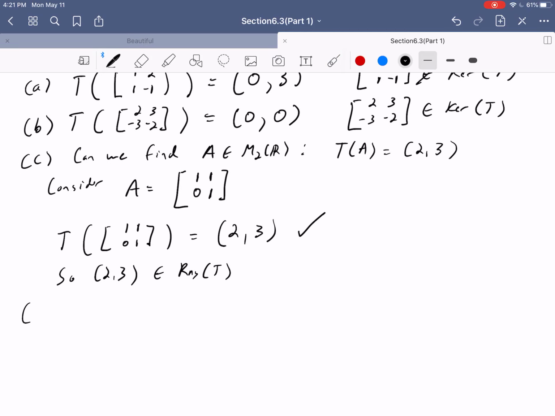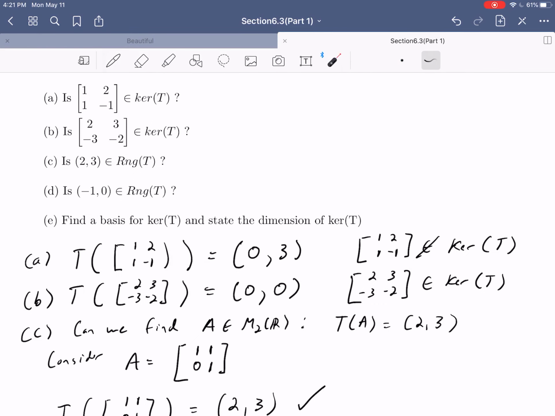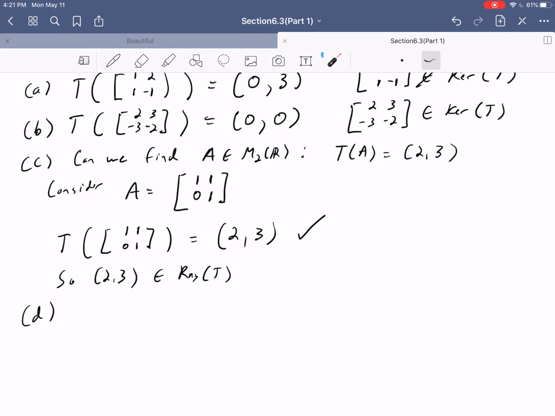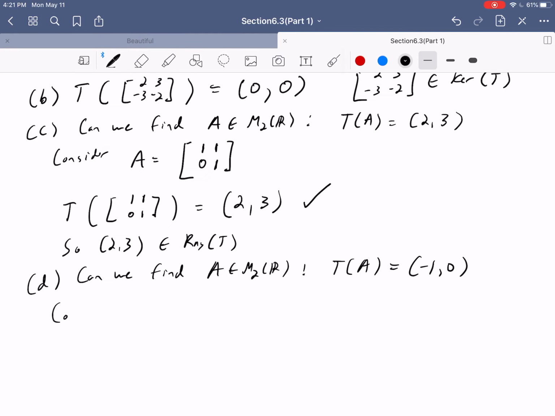All right, let's go ahead and look at another one. So for D, we want to know, can we think of something so that negative 1, 0 is the result of the transformation? So again, we have to ask ourselves, can we find A, an element of M2 of R, such that T of A comes out as negative 1, 0. Let's see if we can do that. I want to make sure that my trace comes out as negative 1. So why don't I put negative 1 and then just automatically put a 0. That'll ensure that I can get a trace of negative 1.